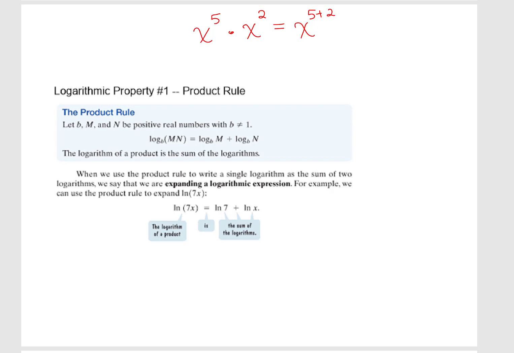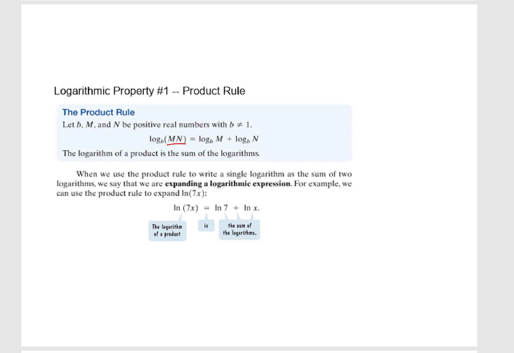Well, you have something similar here in the sense that when we have multiplication inside of the log, right? So we see multiplication right here. It's actually the addition, so the sum of the logarithms. So notice that we were able to expand that logarithm from log base b of m times n to log base b of m plus log base b of n. But notice that log base b is on both of them.